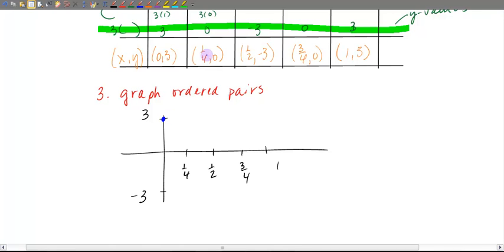The second is at 1/4, 0. Then we have 1/2, negative 3, 3/4, 0, and 1, 3. And that is consistent with what we know the cosine function to look like when we graph it. And that's the first method. That's what I call the table method.